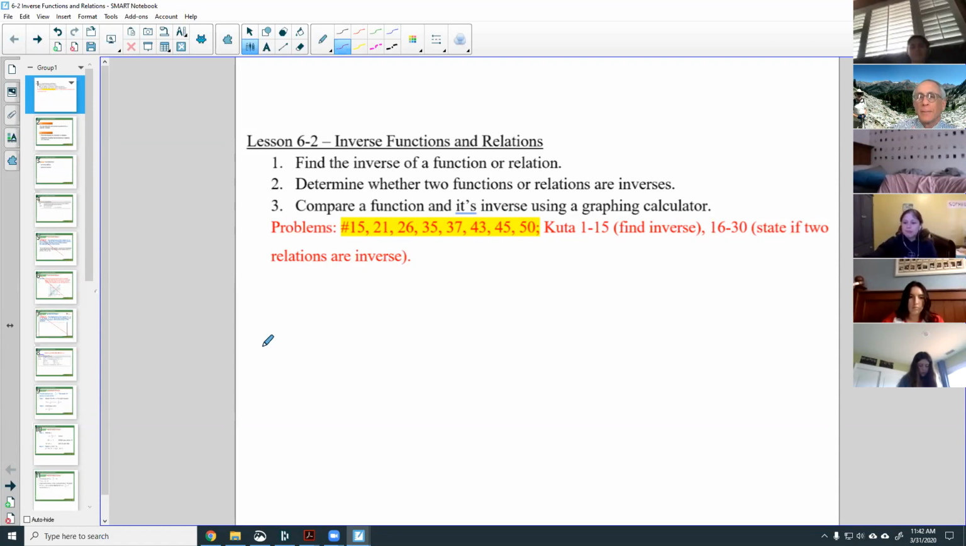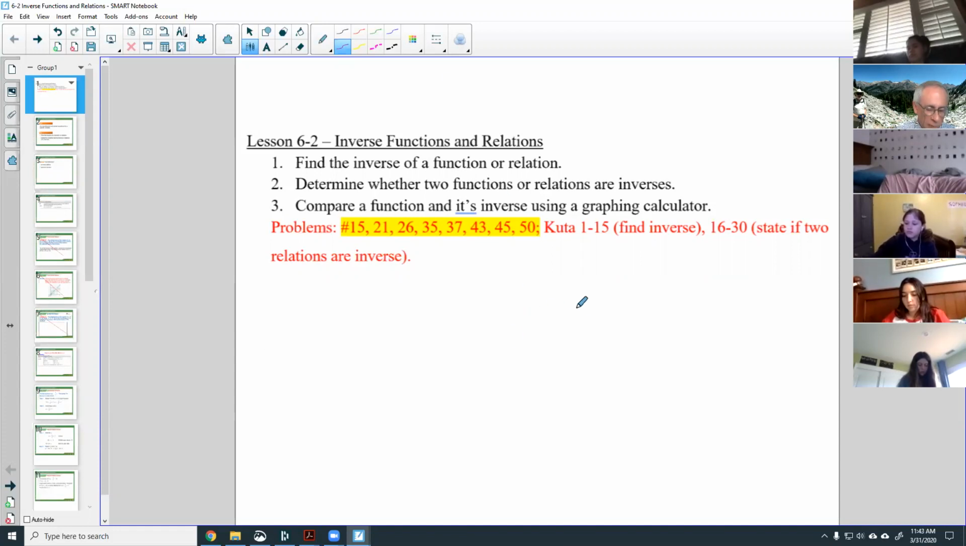So a function is a special kind of relation, and what it says is that for every x, there is one and only one y. I know you've heard that definition before. A function is a special kind of relation. It says for every x, there is one and only one y. This is important. You should know this, right?